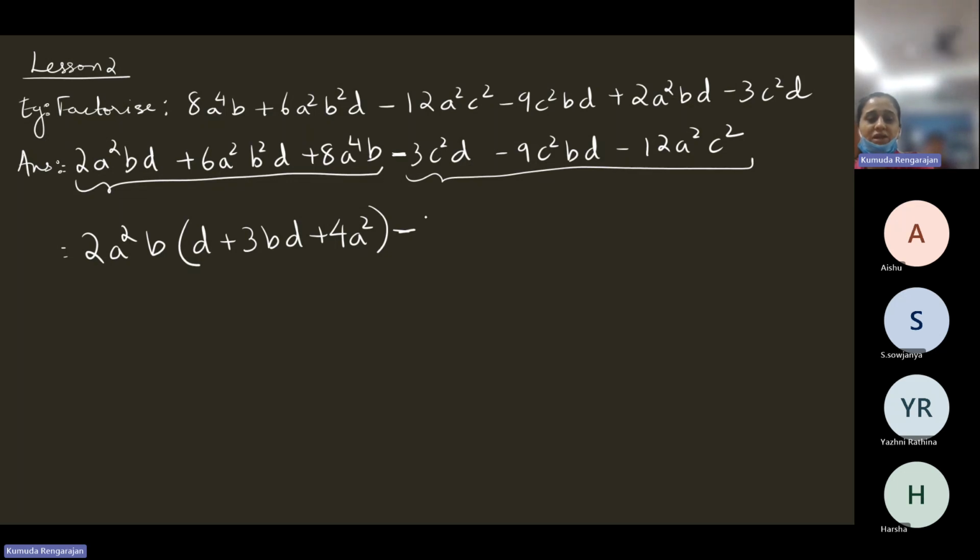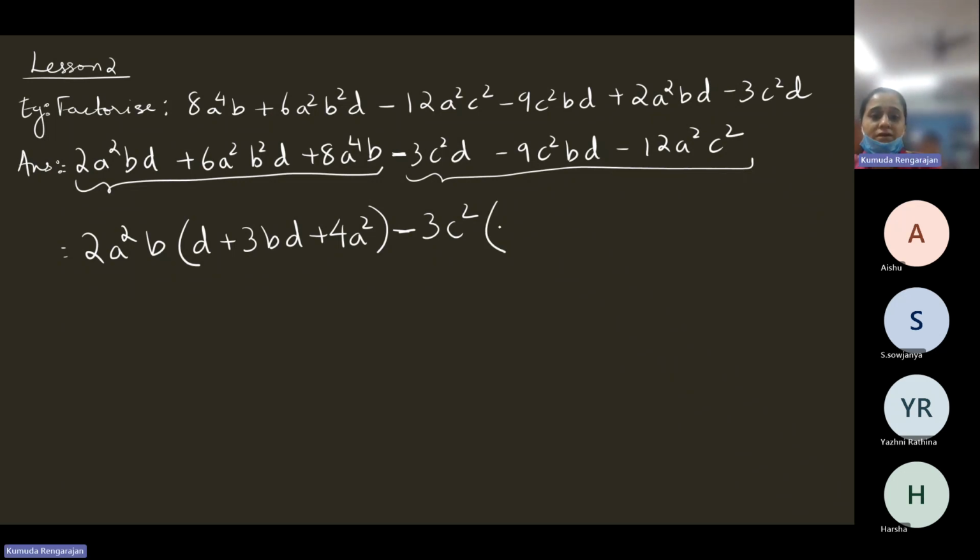3. Between the numbers 3, 9 and 12, 3 is common. And the letters? C square, because everywhere we have C square. So C square is the HCF. Then there is no B or D. Nothing, right? That's it, because only C square is common to all the 3 terms.